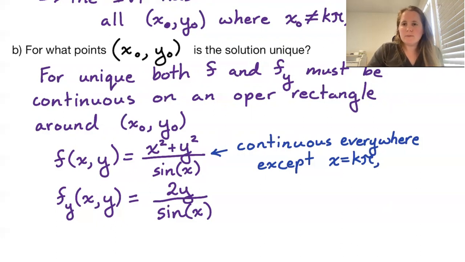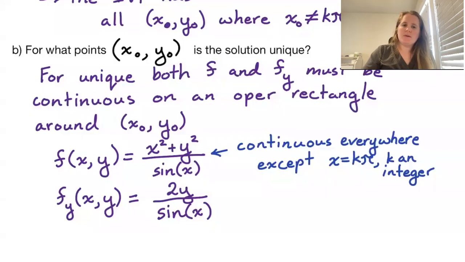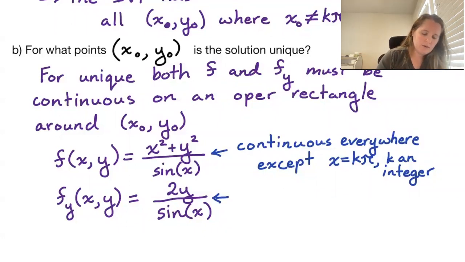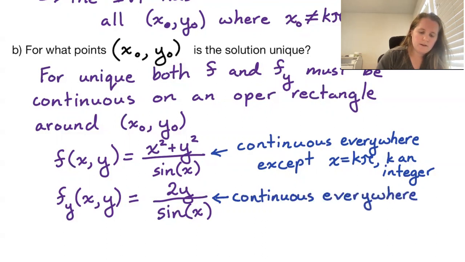Now my screen has updated. Let's go ahead and look at that partial with respect to y. Again, the only issue we have is dividing by 0. Once again, that happens when x is equal to k times pi. So the partial with respect to y is also continuous everywhere except when x is equal to k pi, k an integer.